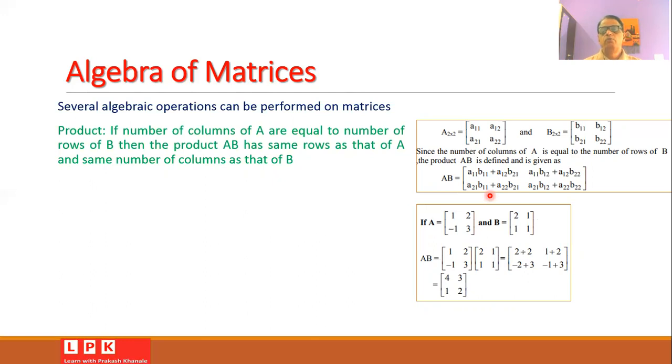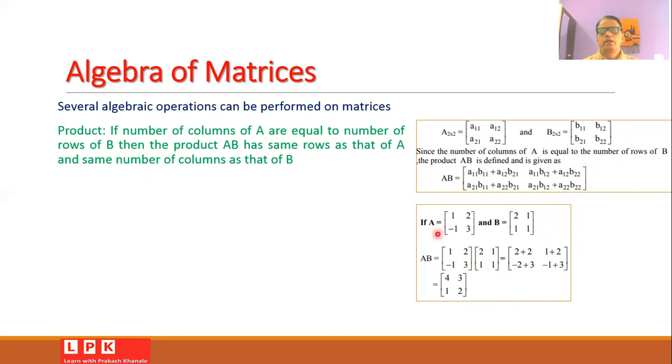So A21 into B11 plus A22 into B21. And finally, we will take the second row of the first matrix and the second column of the second matrix to obtain the last element, A21 into B12 plus A22 into B22.